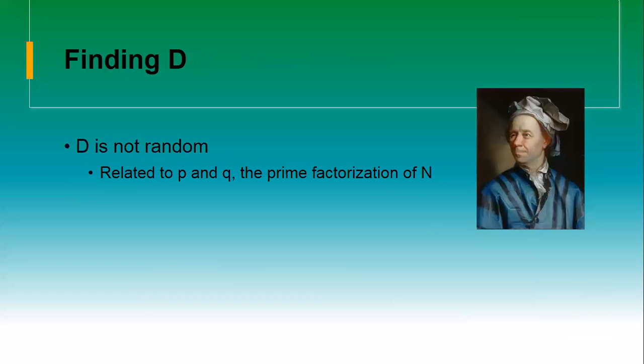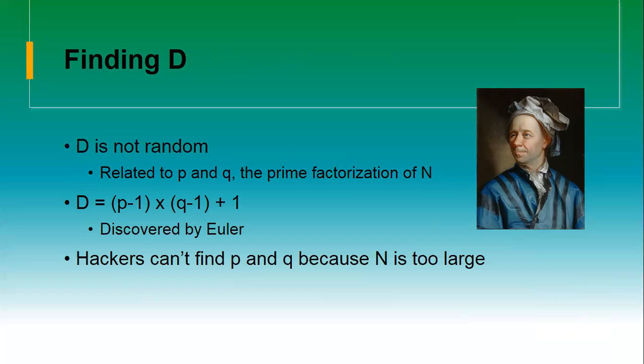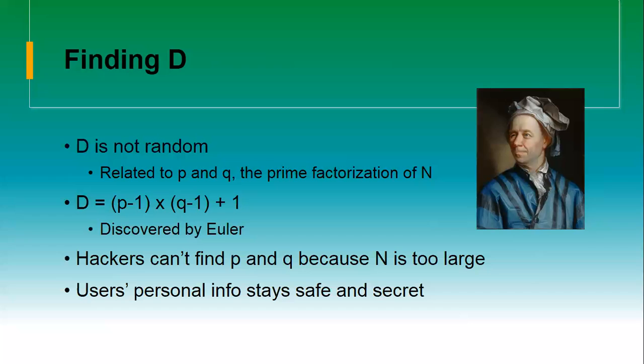It's related to P and Q, the prime factorization of N, the large number that is the size of the clock calculator. So D is equal to the quantity P minus 1 times the quantity Q minus 1, plus 1. This formula was discovered by Euler, pictured on the right, who took what Fermat discovered and took it a little bit farther as a generalization. Hackers can't find P and Q because N is insanely large, and the companies change N every few months, so it's basically impossible. So users' personal info stays safe and secret, and people feel confident buying things online and having their information online.